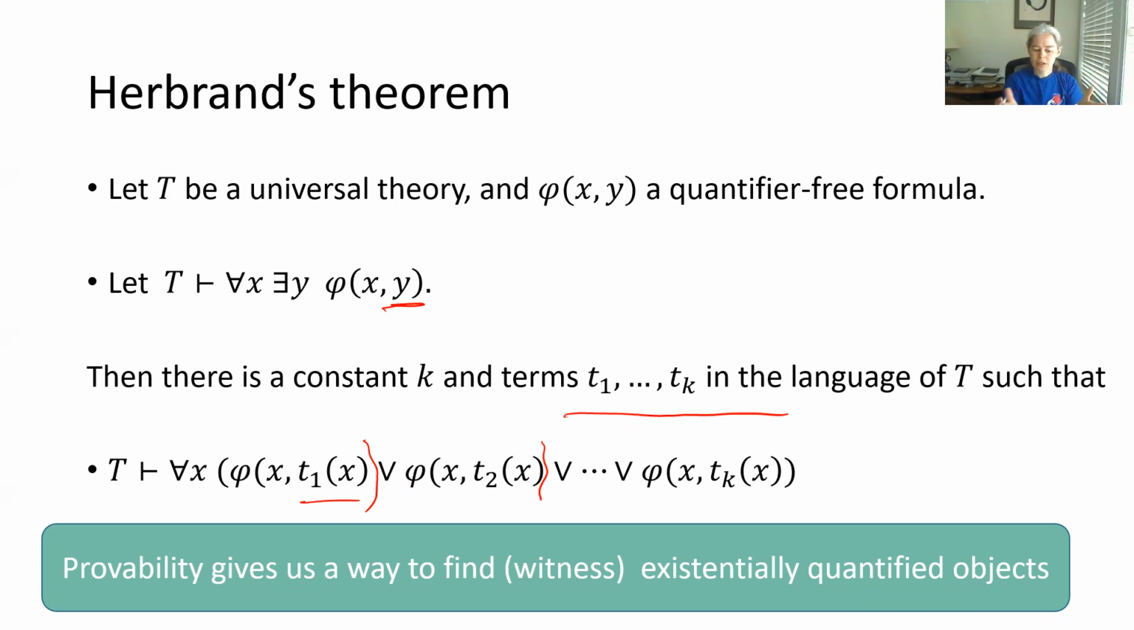So this already tells you where the constructive part is coming from. If an object exists, there are constantly many terms in the language that can tell you what it is. And you could go over all of them and figure out which works for every x. So this is the main idea. This is where that intuition about provability giving you an algorithm is coming from.